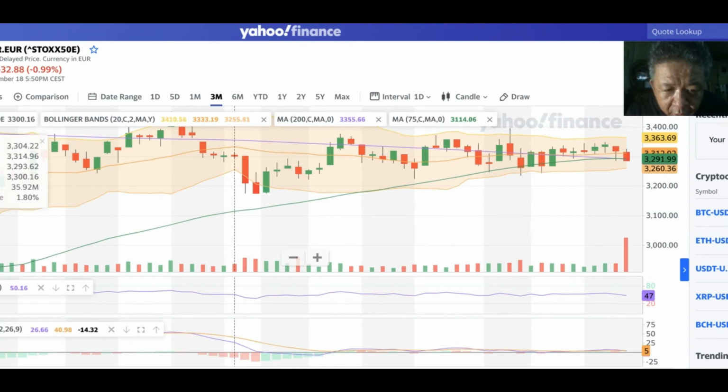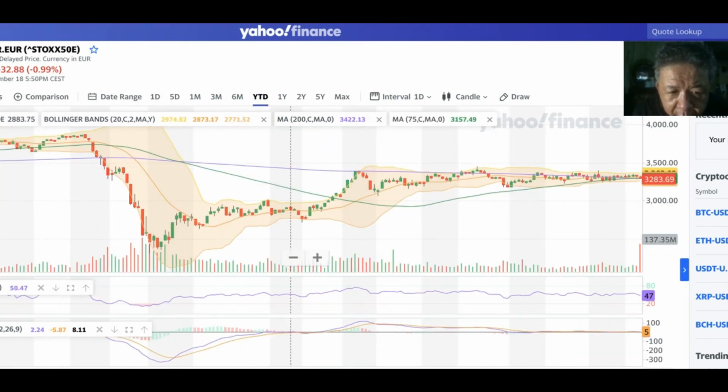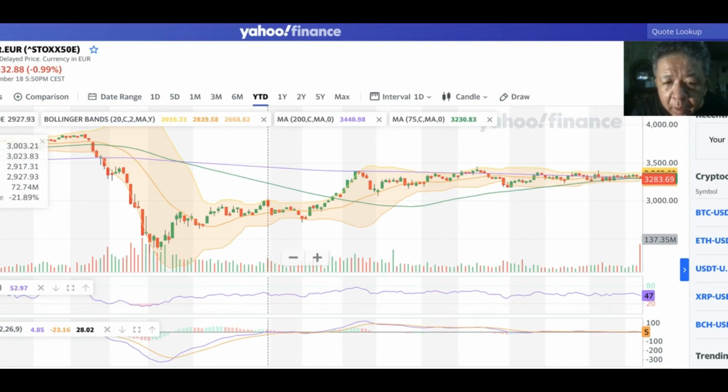The ranging position has been on since about April. No, it kind of recovered in June, but starting in June 18, it started in its ranging position. So please remember that in Bollinger Bands, the longer the ranging is, the stronger the breakout will be.